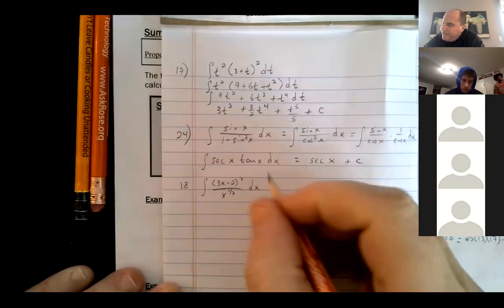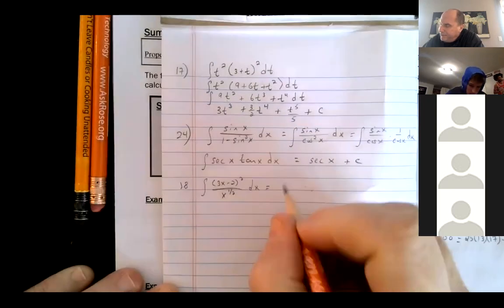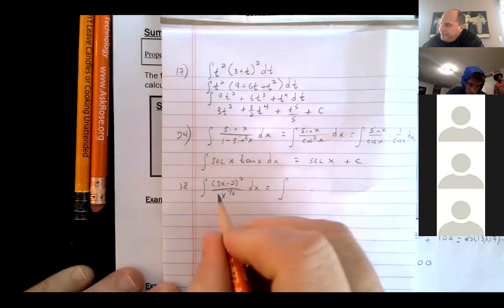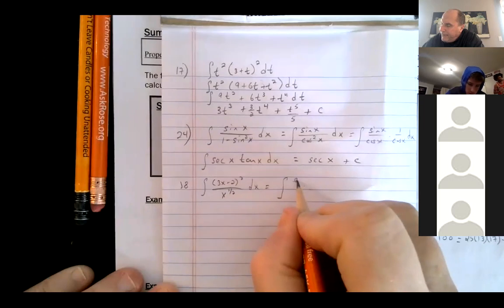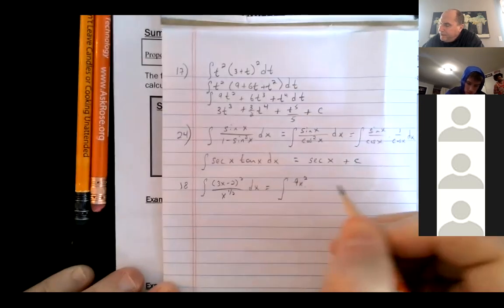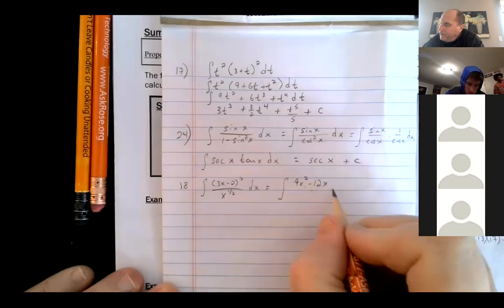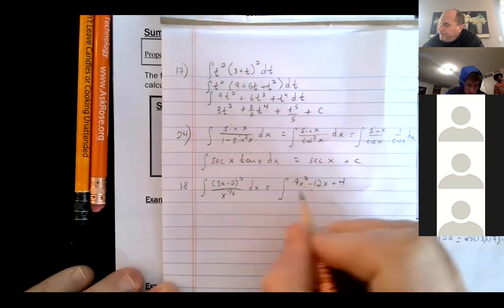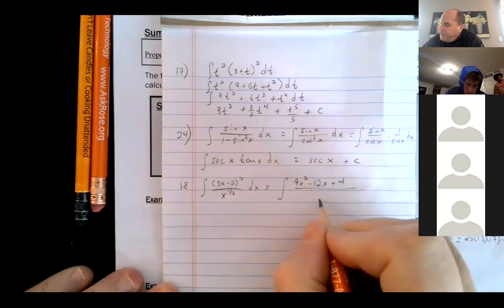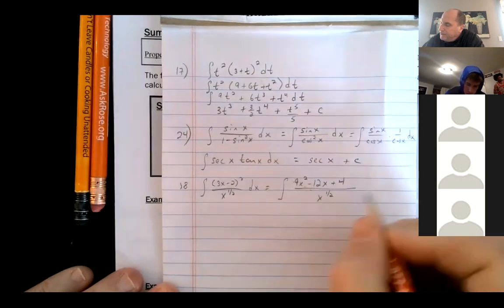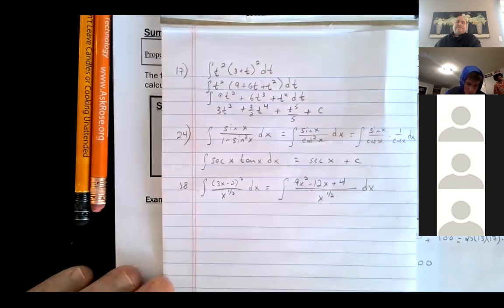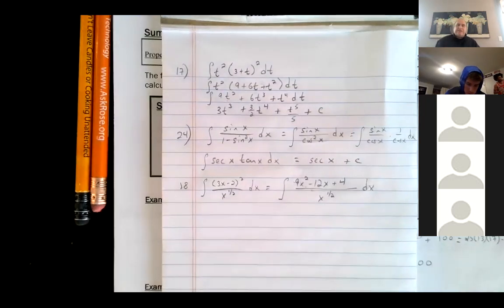So if I expand this out on top, I get 9x squared minus 12x plus 4 over x to the 1/2 dx. All I did was square that binomial. Remember, you got to FOIL multiply that out. It's 3x minus 2 times 3x minus 2.